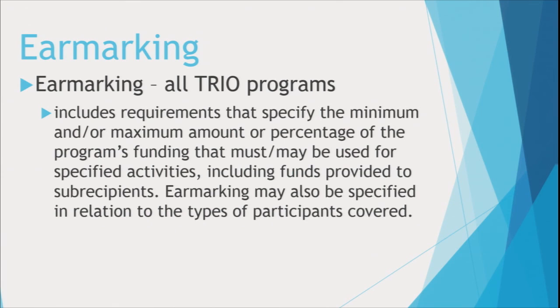Not less than 2/3 of the project's participants must be low-income individuals who are potential first-generation college students. The remaining participants must be either low-income individuals or potential first-generation college students or individuals who have a high risk of academic failure. All of these earmarking requirements are also reported within the data of the APRs that are filed annually. This concludes Module 3.